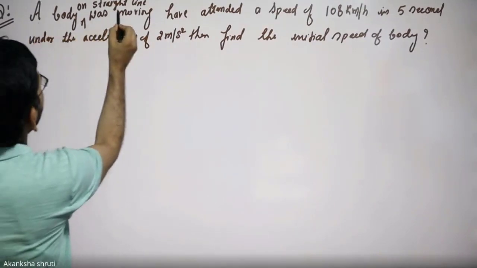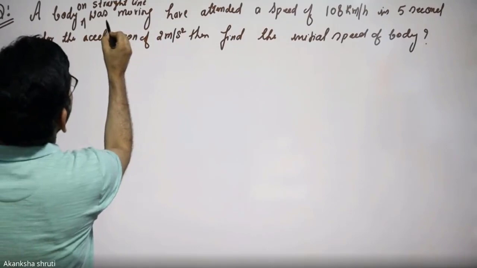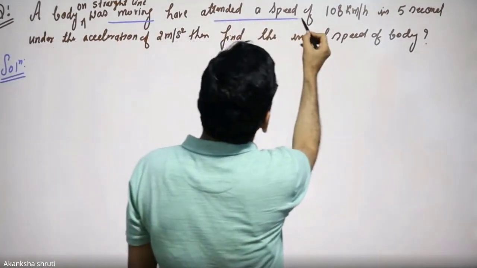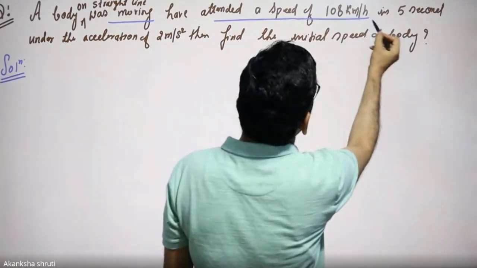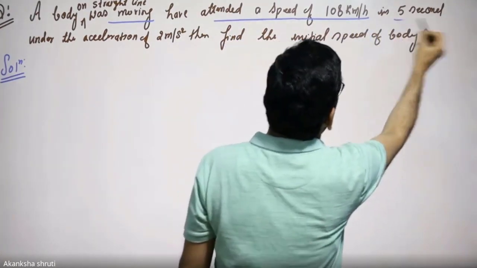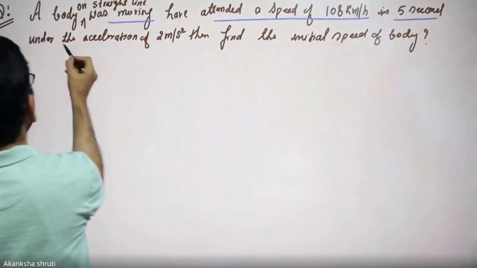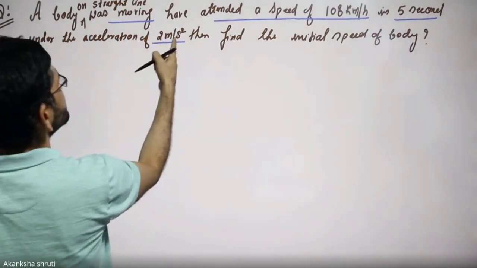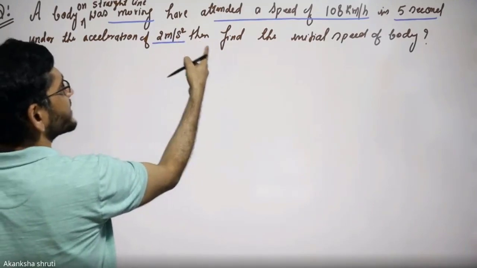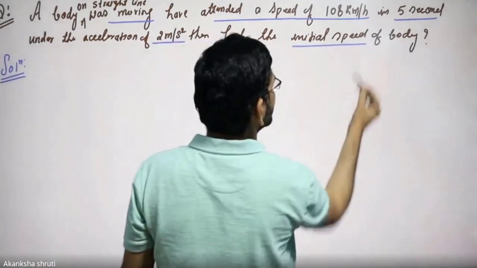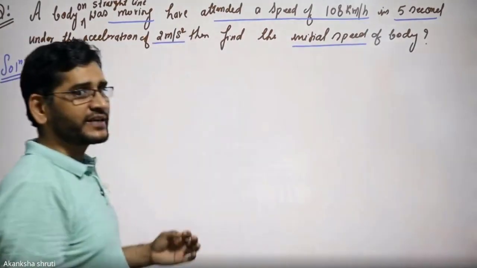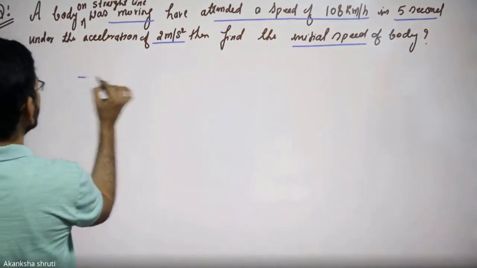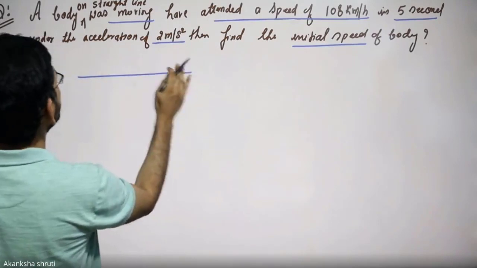A body moving on a straight line attained a speed of 108 km per hour in 5 seconds under constant acceleration of 2 meters per second square. Then find its initial speed. So whatever is given in the numerical, let us write this situation. Means the body must be moving on a straight line.